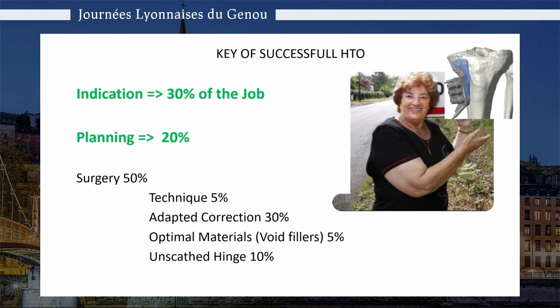So to me, the success of HTO is based on three main things. Indication, of course, is the main 30% of the job. The planning and the correction to be done is 20%, and then when you go to the OR, the remaining 50 percent needs to be correctly achieved. And this is why PSI is, in my mind, something that will help surgeons drive patients from point A to point Z without having big problems of correction and precision.